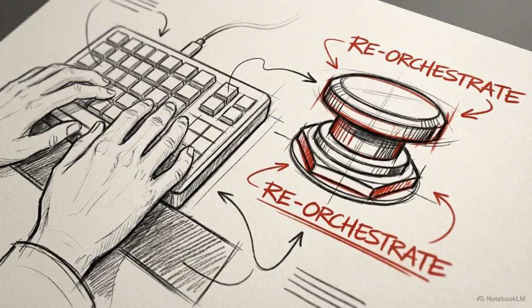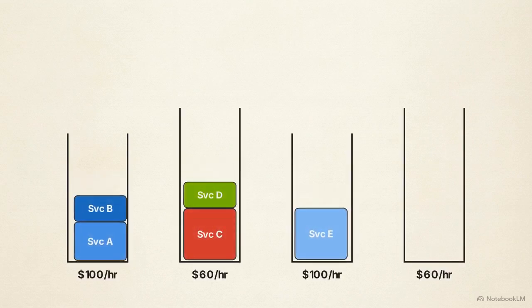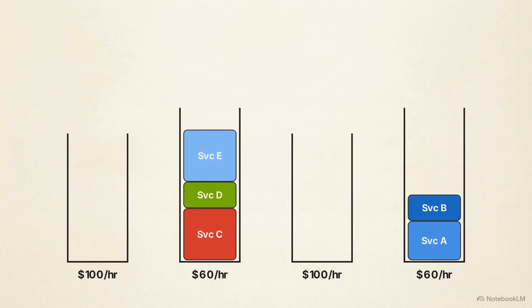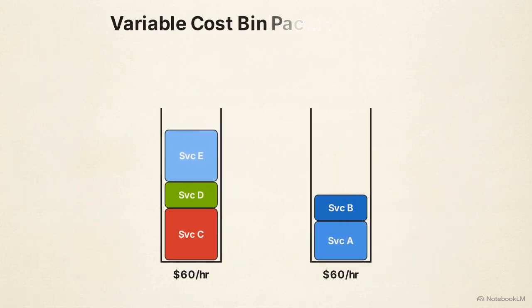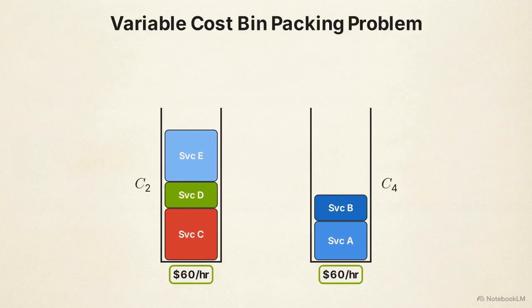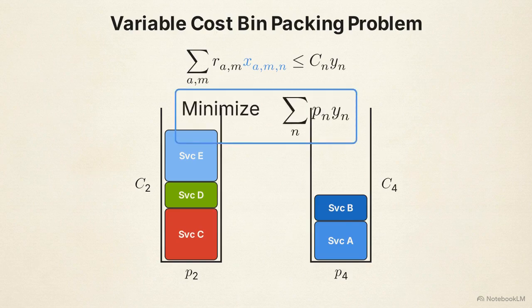To resolve this fragmentation, engineers trigger a cluster re-orchestration to manually move the microservices to different nodes. The goal is to tightly pack the scattered workloads onto a smaller number of cheaper nodes, allowing the expensive, empty servers to be shut down. Engineers traditionally approach this as a variable cost bin packing problem, treating the cluster as a set of containers that must be filled as efficiently as possible. The variable cost bin packing problem is a mathematical optimization model that attempts to pack items of varying sizes into different containers to minimize the total cost of the containers used.